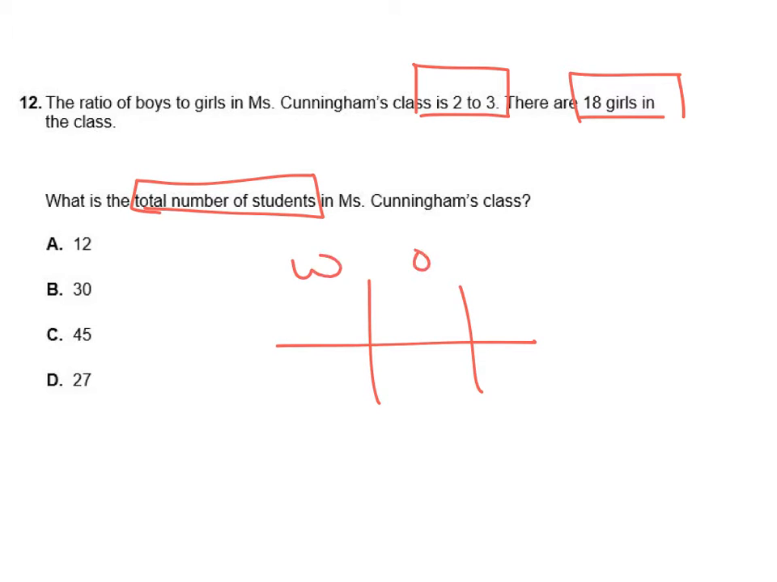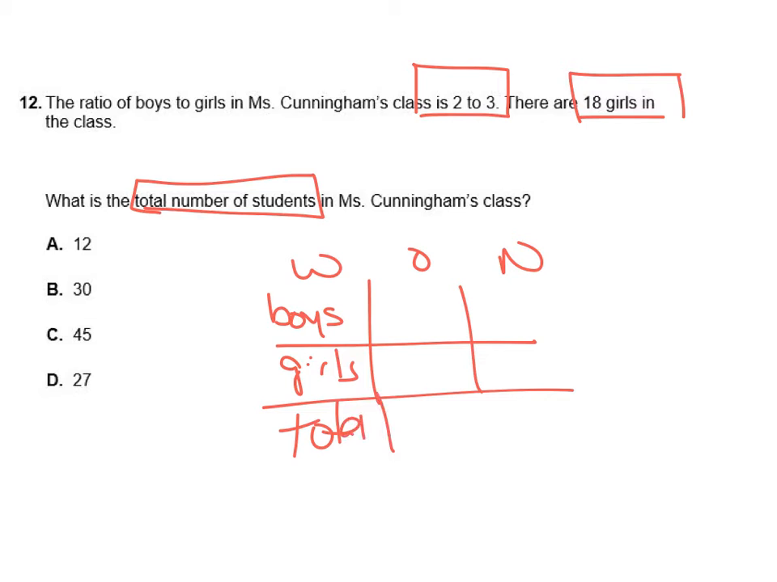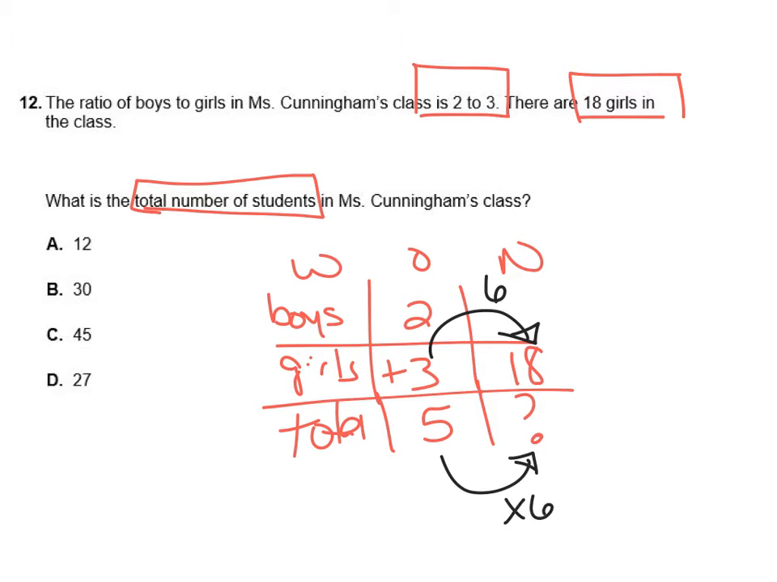So boys, girls, and we need a total. So there's 2 boys, 3 girls, and a total of 5 because I added those 2. And then they said 18 girls, and this is the information we need. So what we need to do is find the scale factor. So 3 times what gives you 18? So that's times 6. So 5 times 6 equals 30. So my answer is 30.